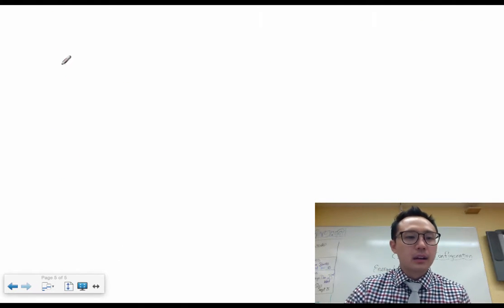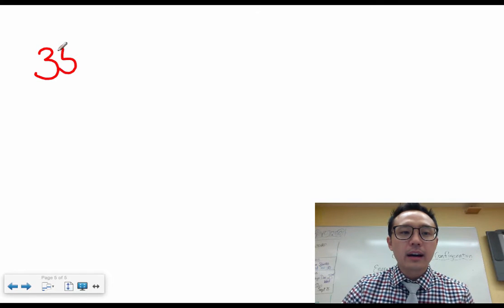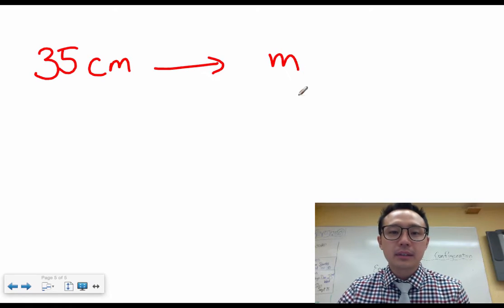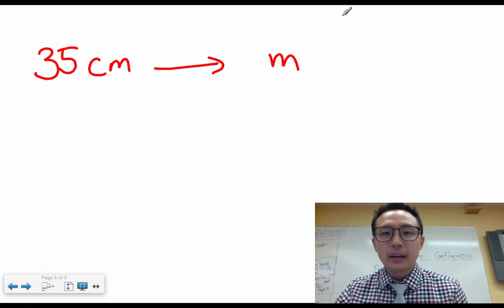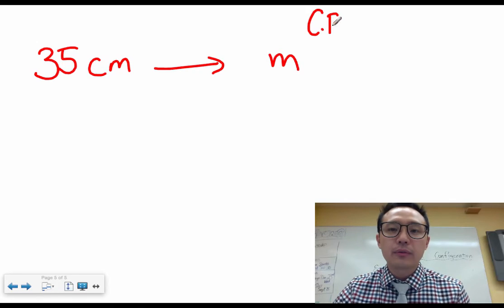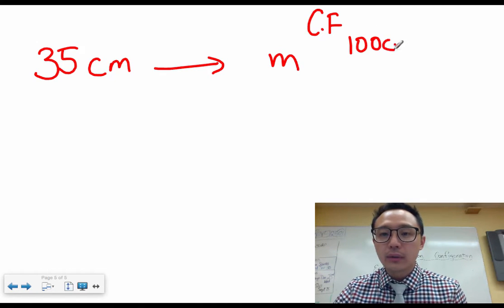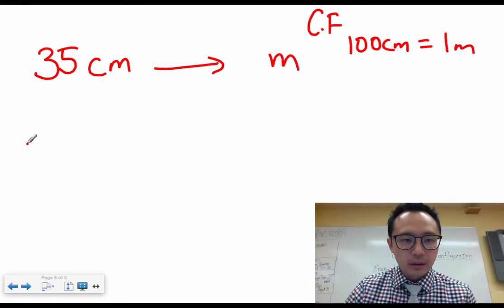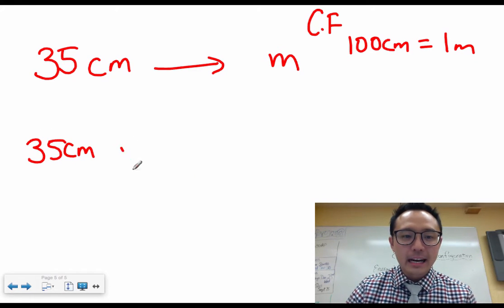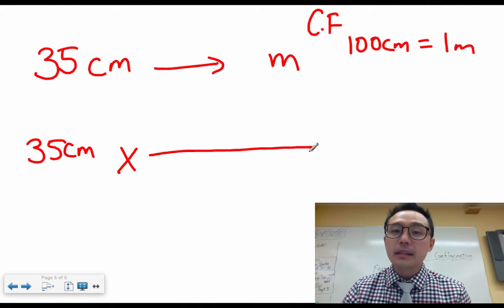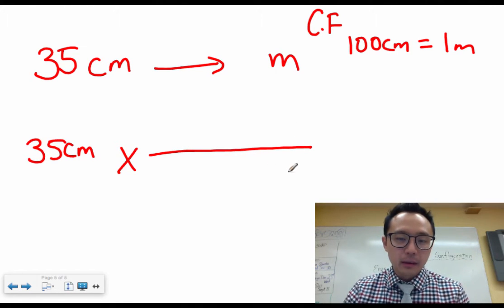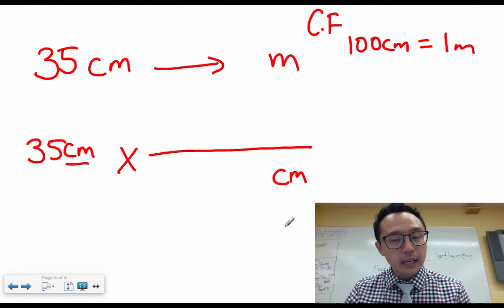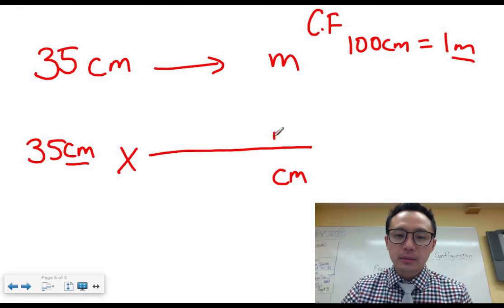Yeah, of course you can. Say you were given 35 centimeters and you want to figure out how much that is in meters. In order to convert that, I need the conversion factor. My conversion factor is that for every 100 centimeters, there's 1 meter. So let's do this. 35 centimeters times a division bar. This basically separates your numerator and denominator. Centimeters is at the top, so I need centimeters at the bottom to cancel. I want meters at the top.